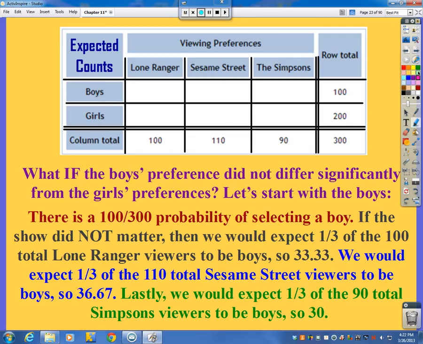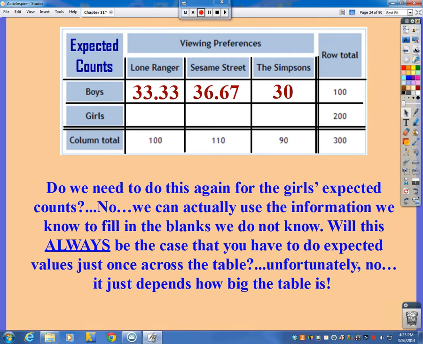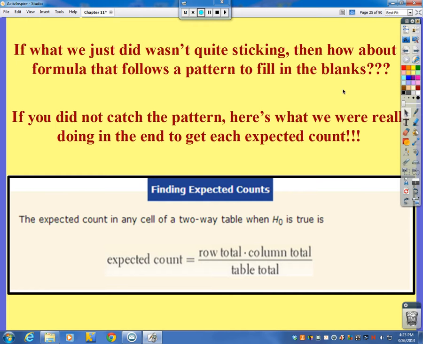If I wanted to figure out this value, what are the expected number of girls for watching The Simpsons? Well, row total, column total, total. I need to take 200 times 90 divided by 300. And that should give me 60. So that's all I'm really doing here. Row total times column total divided by total. Okay, and here's your total there. So if what I tried to explain really didn't make much sense, you can just apply this simple formula.